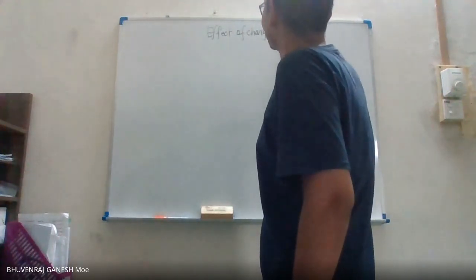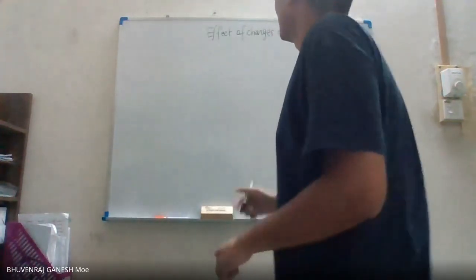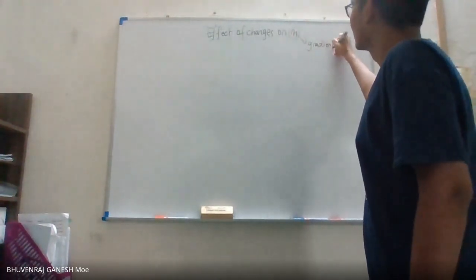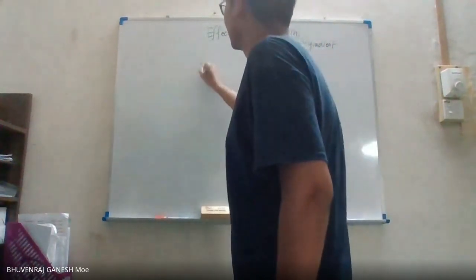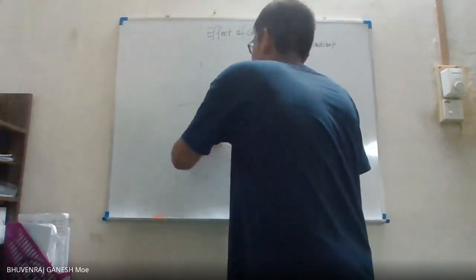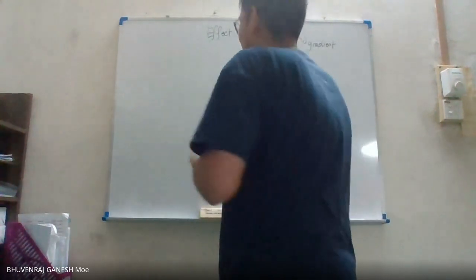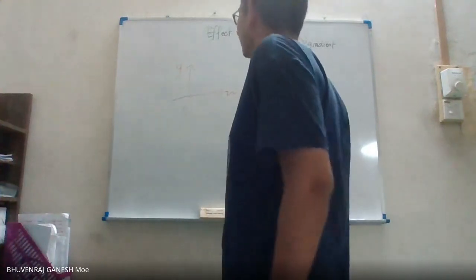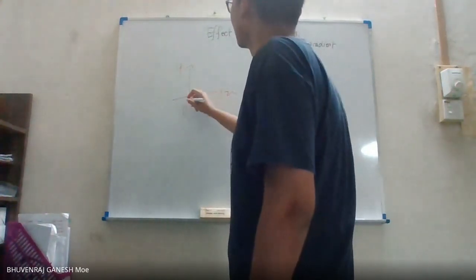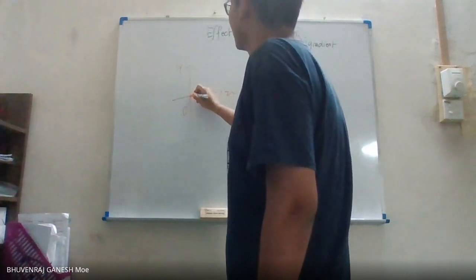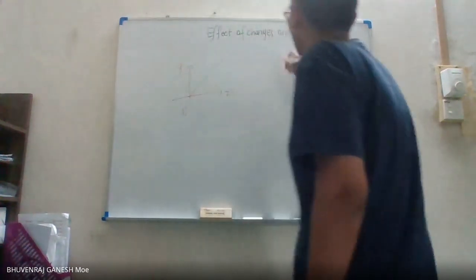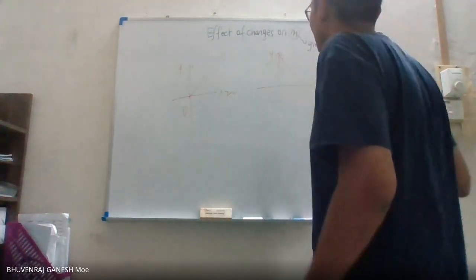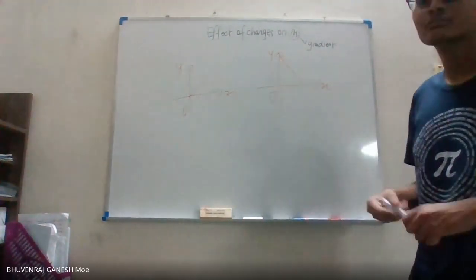Effects of changes of m. So m is the gradient in the equation. If I have two graphs like this, with x, y, and 0, let's say I put one like this and another one like this, do you think the gradient of both these graphs have the exact same value?